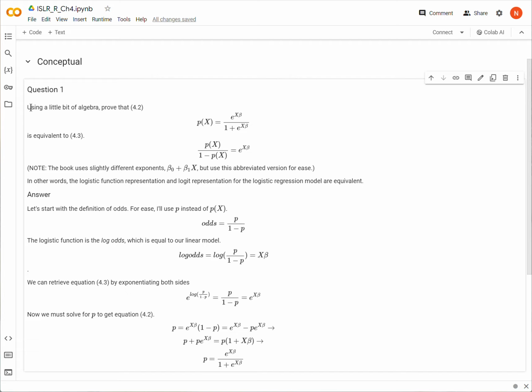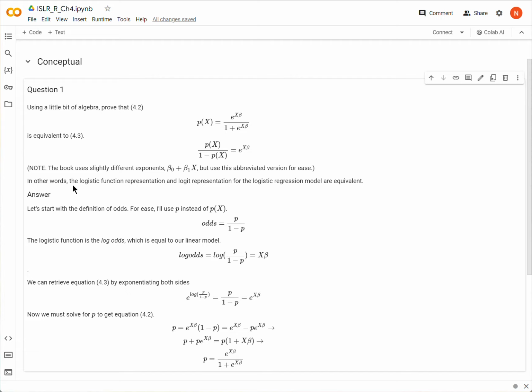But in this question, we want to use a little bit of algebra to prove that equation 4.2, which I've replicated here, is equivalent to equation 4.3, which is represented there. I want to point out that the book uses an expanded version of these linear parts, right? Where I'm just using xb. The book is using beta naught plus beta 1x. That's just too much typing and clutters up the screen. So if you really wanted to, you could just substitute in this longer version for what I've done.